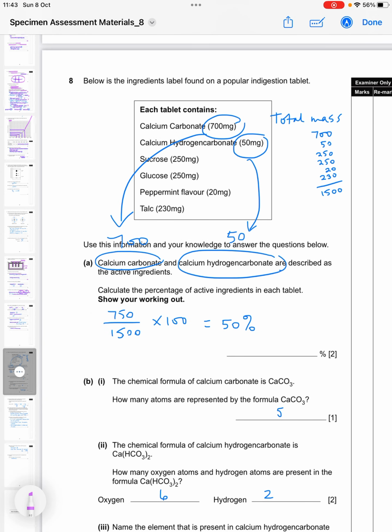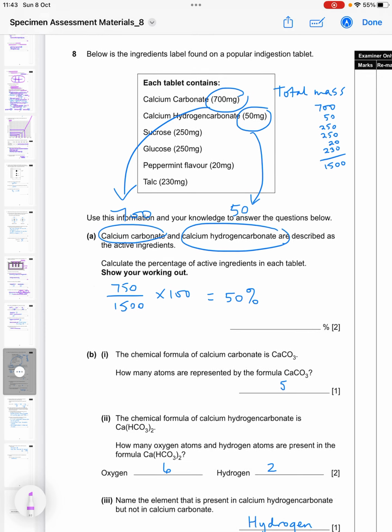Now we've got a question that you might look at initially and think, oh, I'm not quite sure, but when you read on, it's really just about percentages. So below is the ingredients label found on a popular indigestion tablet. It doesn't really matter what it is, it's just giving you all these different chemicals, and it tells you what it contains. So it says use the information and your knowledge to answer the questions below.